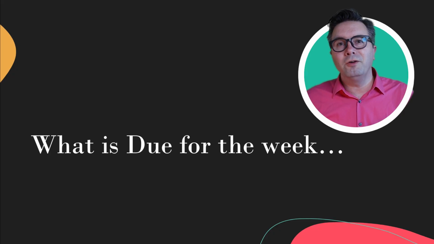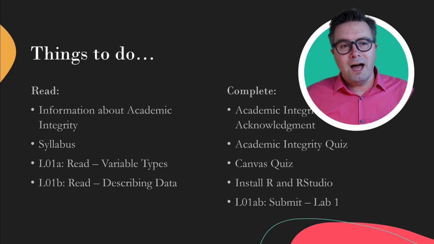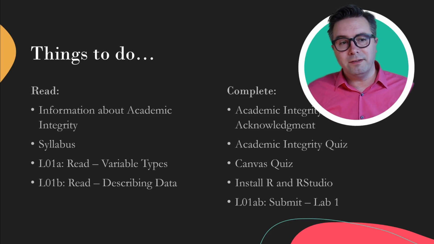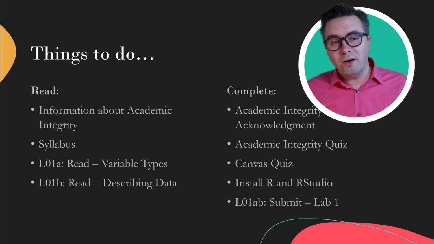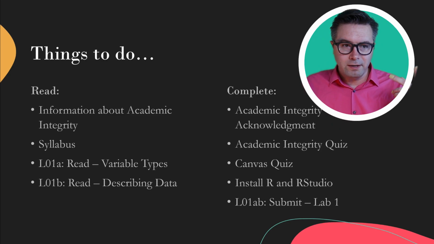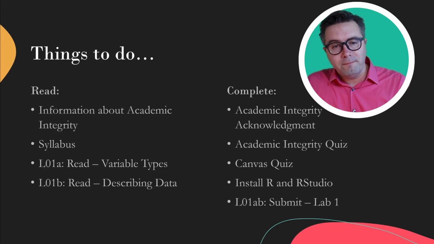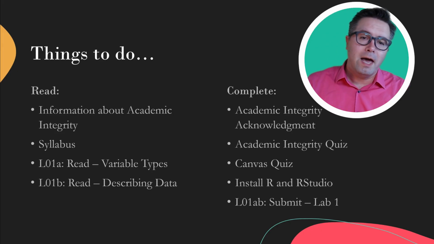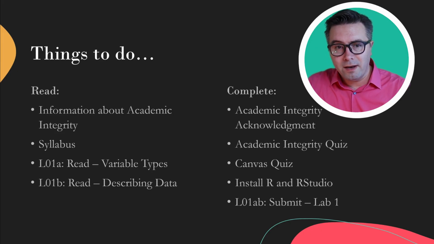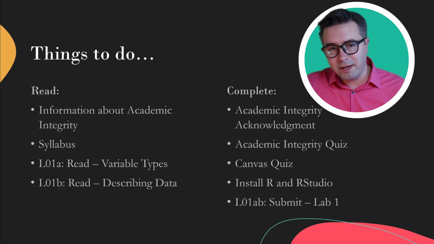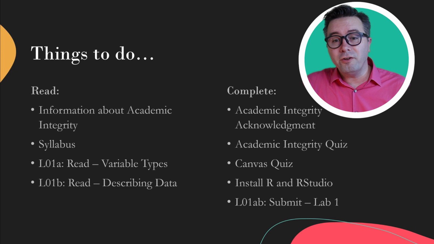All right, let's talk about what's due for this week. Make sure you read the academic integrity. Make sure you read the rest of the syllabus. There are 2 readings that are in Canvas that you need to do. One is variable types, the other is describing data. I covered a lot of stuff. Hopefully that helped. Things to complete: academic integrity acknowledgement, academic integrity quiz. There's also a Canvas quiz, making sure you know how to use Canvas. And then also make sure you do the lab 1 for next week.